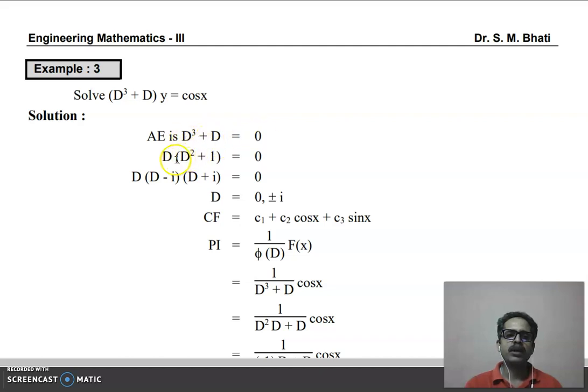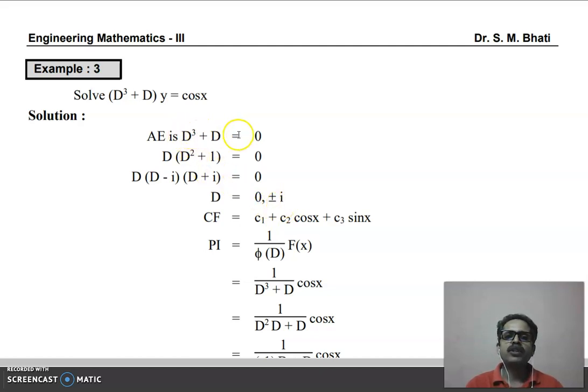Between these two terms D is common, and here we have to factorize D square plus 1. Apply the formula a square plus b square is equal to (a minus ib) into (a plus ib). Role of a square is played by D square and role of b square is played by 1. That is, a is D and b is 1. So factors for D square plus 1 became (D minus i)(D plus i). And now we obtain three roots: 0 and plus minus i.